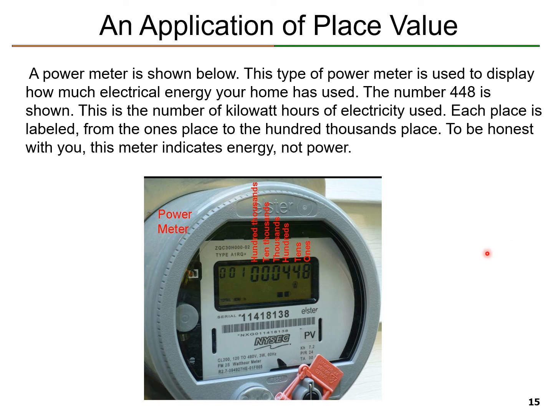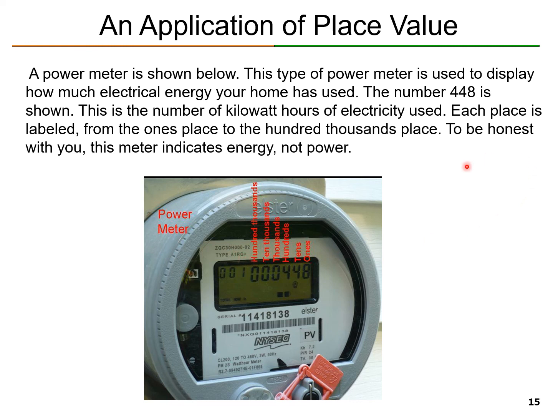Here's an application of place value. What we have here is a type of power meter used to display how much electrical energy your home has used. The number 448 is shown here. This is the number of kilowatt hours of electricity used. Each place value is labeled in this picture. We got the ones place, the tens place, the hundreds place, the thousands place, 10,000 place, and the 100,000 place.